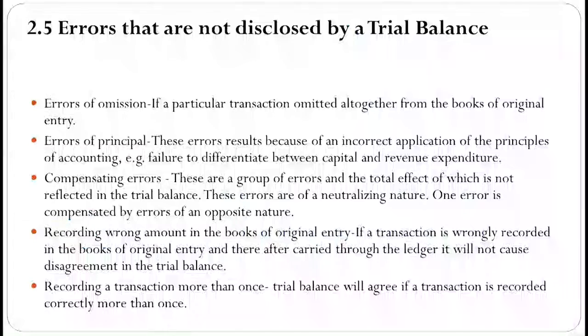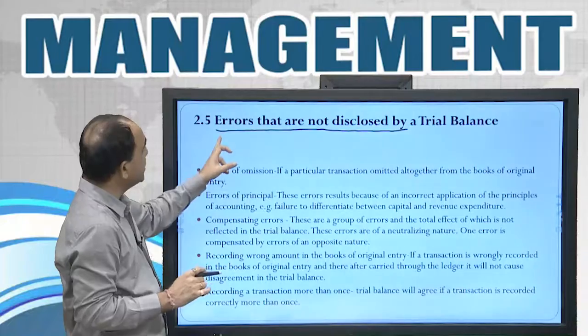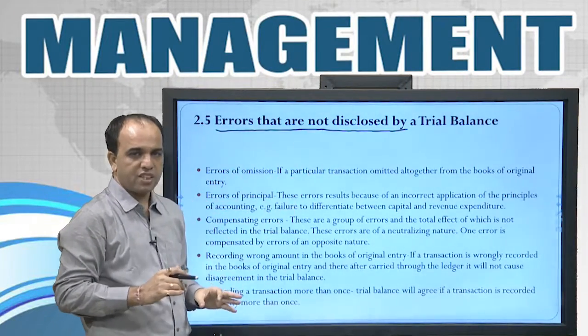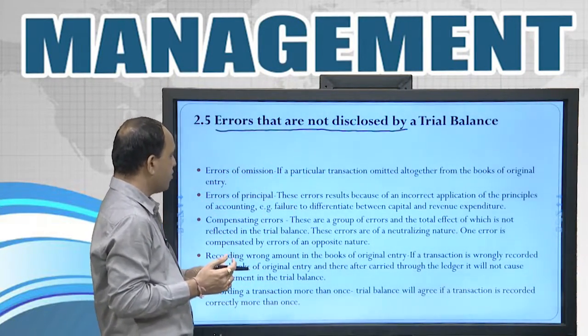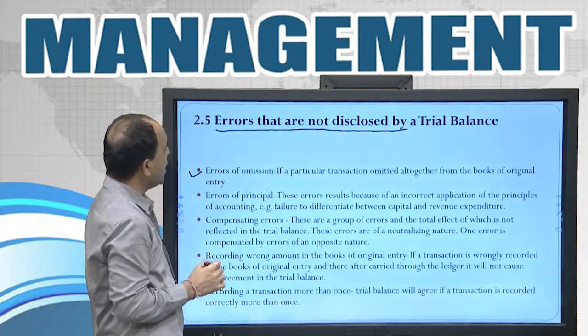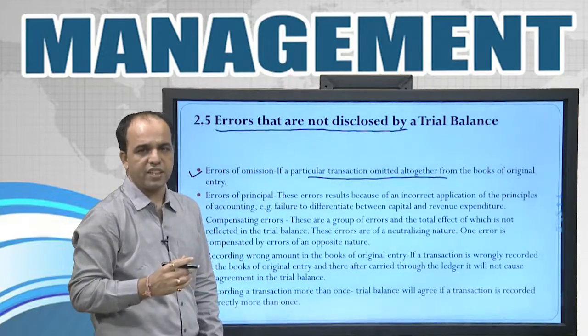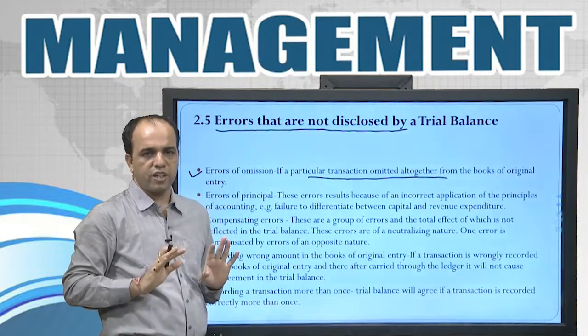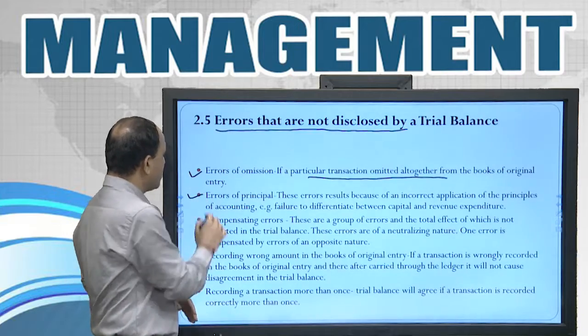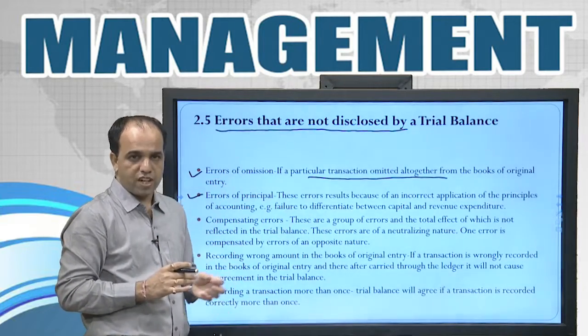Errors of omission. If a particular transaction is omitted altogether from the books of original entry. See, these are errors that are not disclosed by a trial balance, this is very important. In case of certain errors, it is very easy to identify, to locate, to find out, to disclose. But here these are errors not disclosed by a trial balance, so it is always very difficult for us to find them out. Errors of omission. If the entire transaction is not recorded, it means we cannot find it out from the trial balance. So, of course, that is a big limitation of the trial balance.